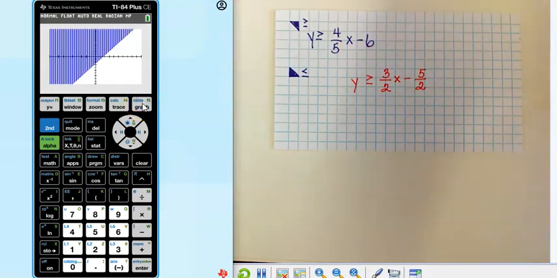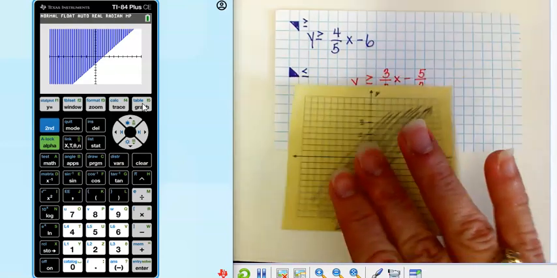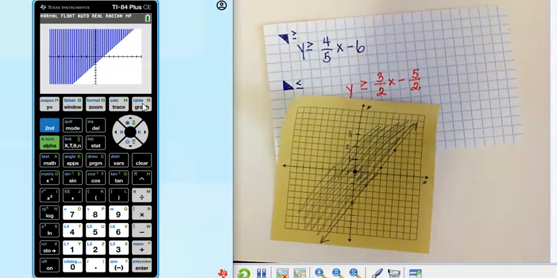Boom. Okay, once again, their screen is rectangular. My graph was a square, but you still have the same graph. So we've done it by hand, and we've done it on the graphing calculator. Okay.